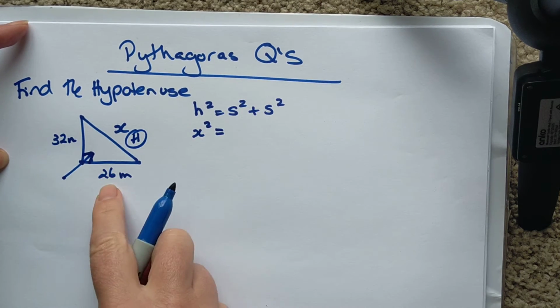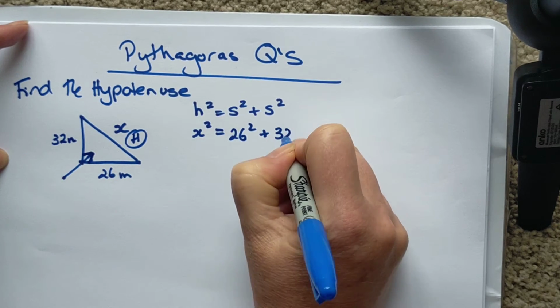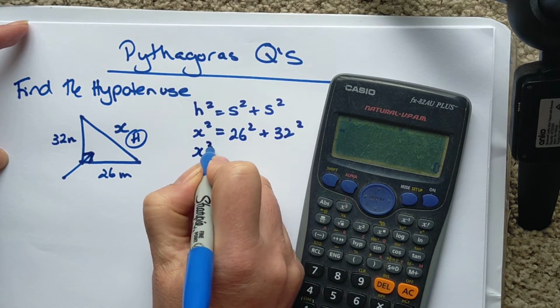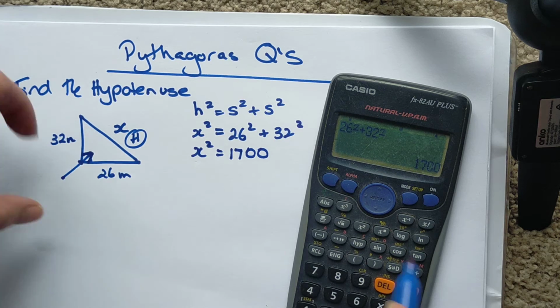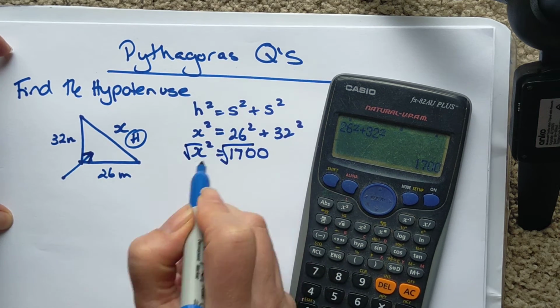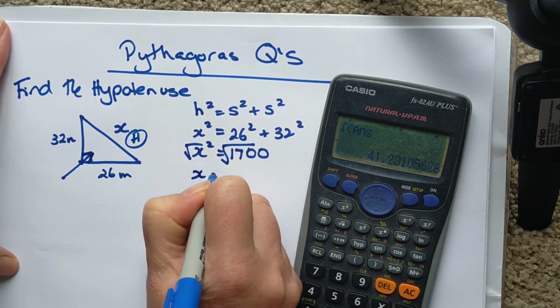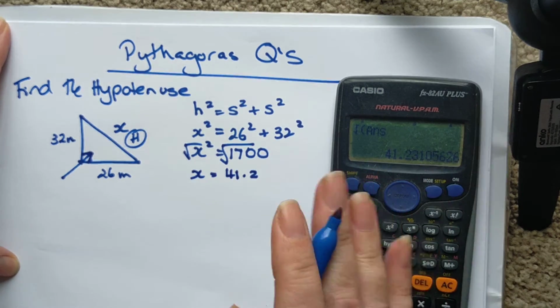So x squared equals one of the sides is 26 plus the other side is 32. We get our calculator and x squared stays here. We put 26 squared plus 32 squared into our calculator and we get 1700. We don't want x squared though, we want x. So we're going to take the square root of both sides, and that tells me that x equals 41.2. And so that's the answer for that.